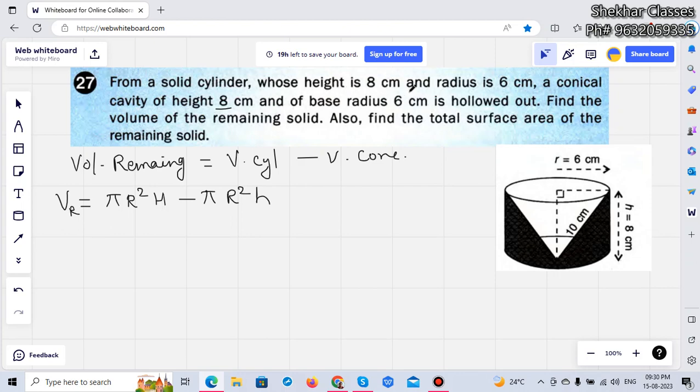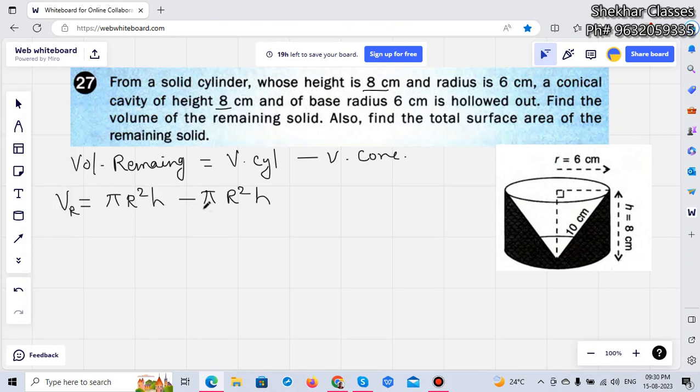Cylinder whose height is 8 centimeter, radius is 6 centimeter, conical cavity of height 8 centimeter and base 6 centimeter is hollowed out. Find the remaining one. This 10 centimeter they have given here is for something else, so we have to find it out. The height of the cylinder is also 8, height of the cone is also 8. So both have got H only, so there's no need to change it. We can put a small h for both of these.